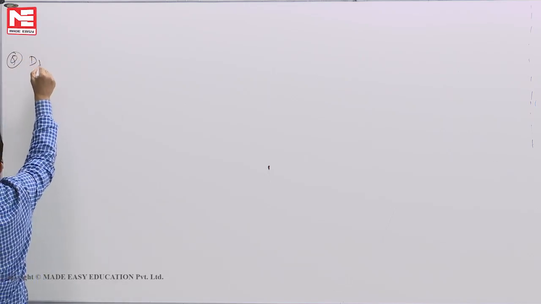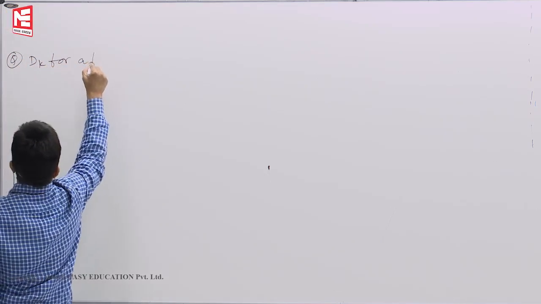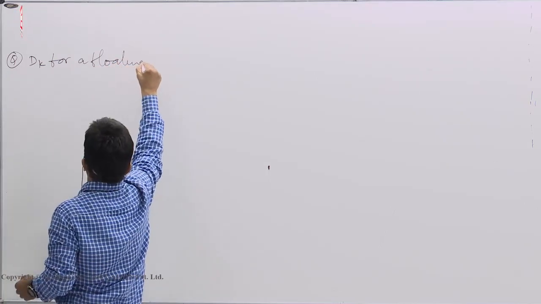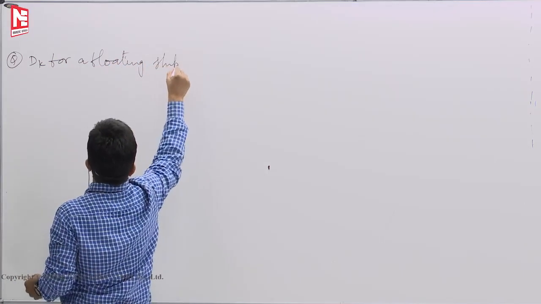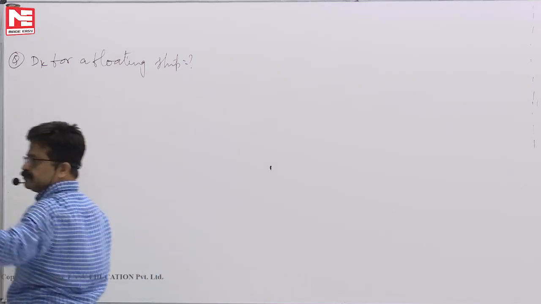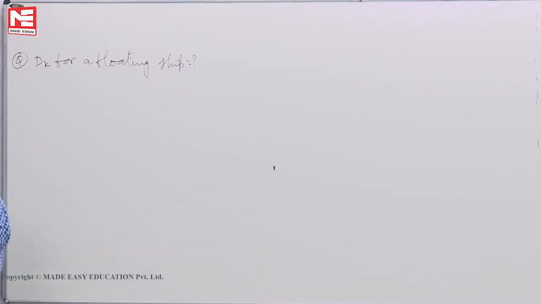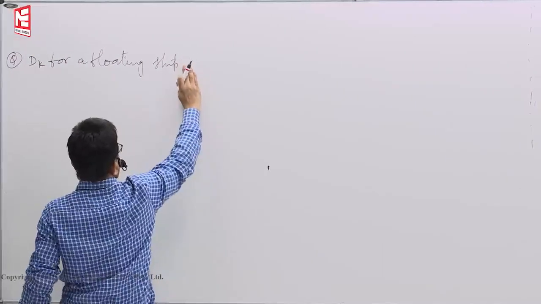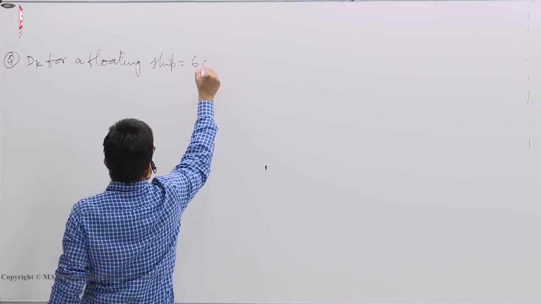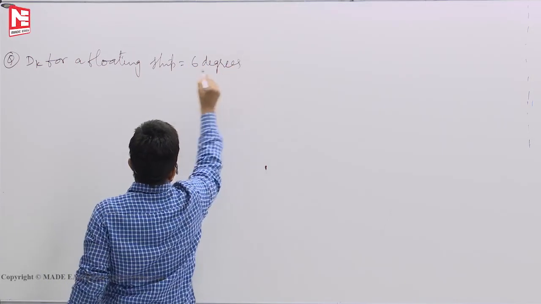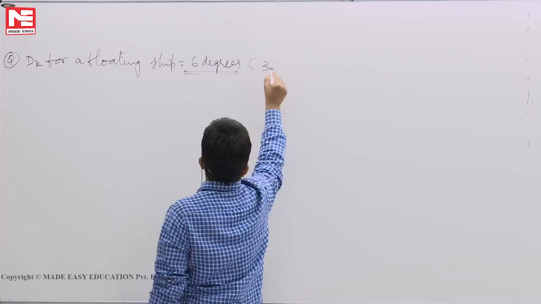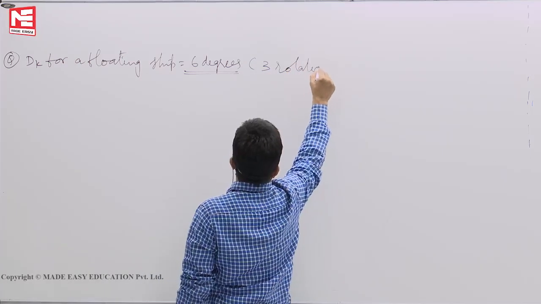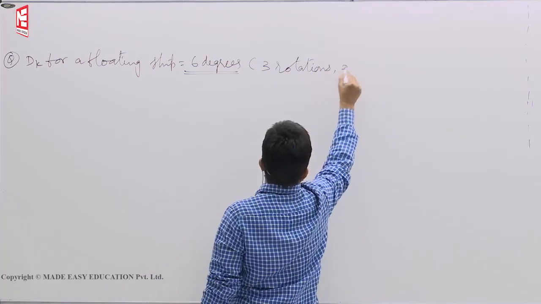Now you see dk for a floating ship. This is dk for a floating ship. We take it as 6 degrees: 3 rotations, 3 translations.